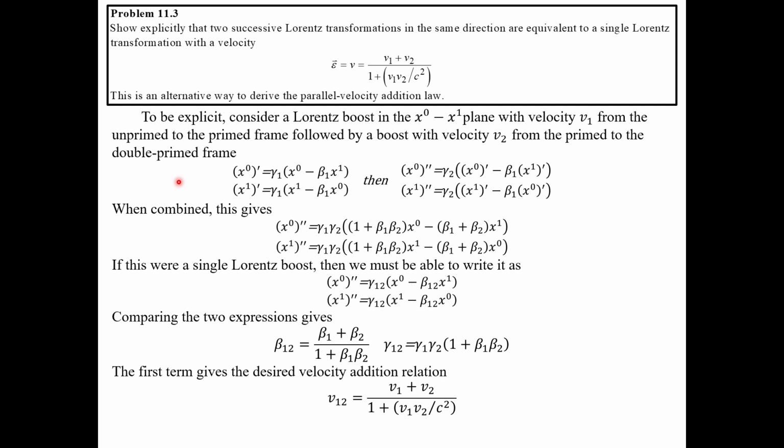x0 double prime equals gamma 12 times (x0 minus beta 12 x1), and x1 double prime equals gamma 12 times (x1 minus beta 12 x0). Comparing the two expressions gives beta 12 equals (beta 1 plus beta 2) over (1 plus beta 1 beta 2), and gamma 12 equals gamma 1 times gamma 2 times (1 plus beta 1 beta 2). The first term gives the desired velocity addition relation.